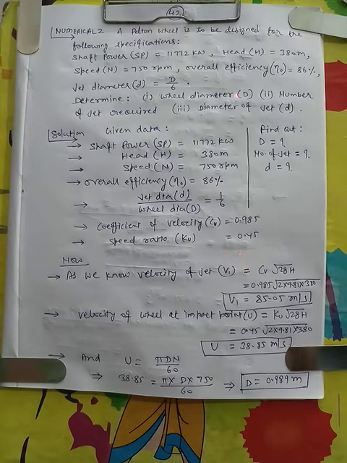I have not mentioned that here in the question, but it is given in the question. So U will be 0.45 root 2 into 9.81 into 380. It will come out 38.85 meter per second.